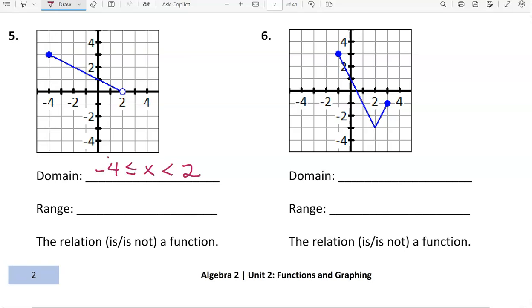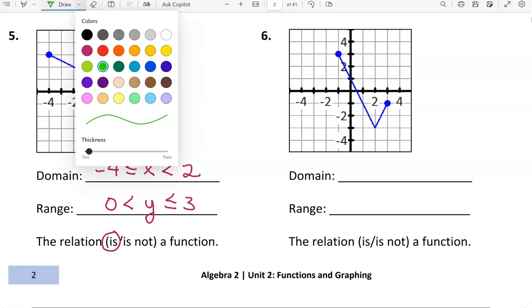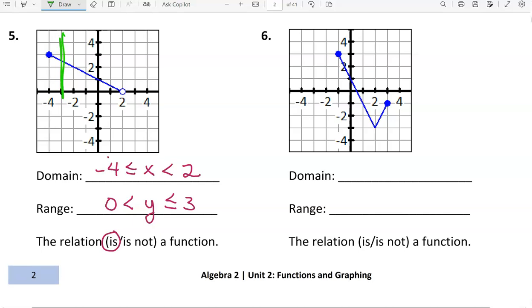The range is the set of all y values. The smallest y value on the graph is 0, and the largest is 3. That's not exactly accurate. 0 is not included. 3 is included. Be sure that you are using the variable y when you're referring to the range. This graph is a function, and a really easy way to tell that is just to slide a vertical line along the graph of the function. Any vertical line that I draw only intersects the graph at one point at a time.